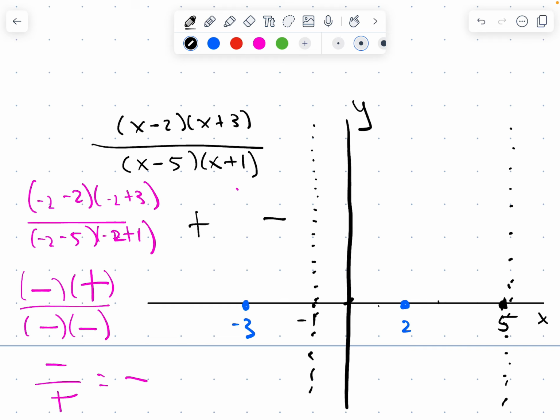Let's see what happens in my next region over at 0. Okay, anything between negative 1 and 2, and it doesn't matter what point you pick, I'm just going to pick 0 because it's a nice, convenient number to pick. So let's plug in 0 and see what happens to those signs.